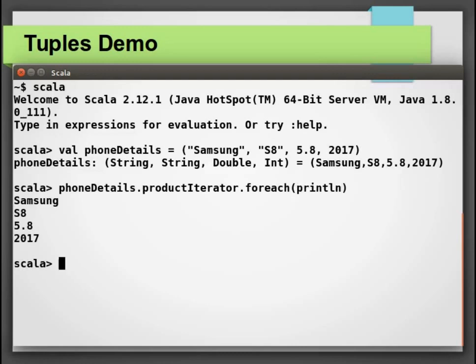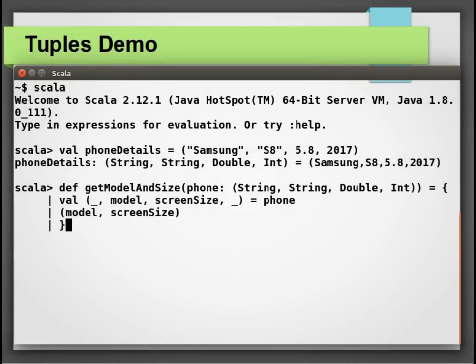Now let us have a look at how we can pass a tuple to a method and return a tuple from the method. Let us consider this getModelAndSize method. The method is used to fetch the model and size of the phone once provided with phone details. Notice how we have declared the type of tuple in the incoming method parameter. This time, we are only interested in model and screen size. Hence, we will not fret about the names of the other two variables. Rather, we'll use underscore to denote the other two variables. Once we have model and screen size, we are going to return a two-value tuple from the method.